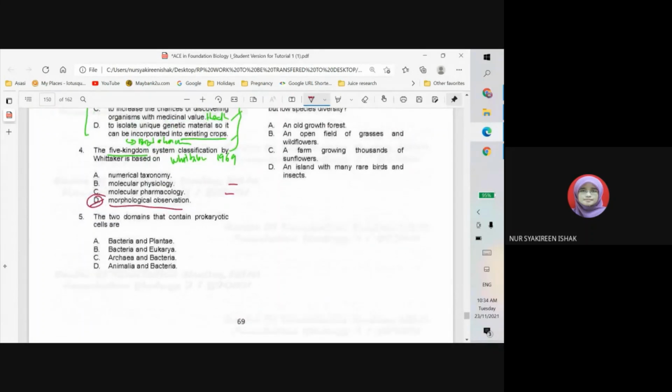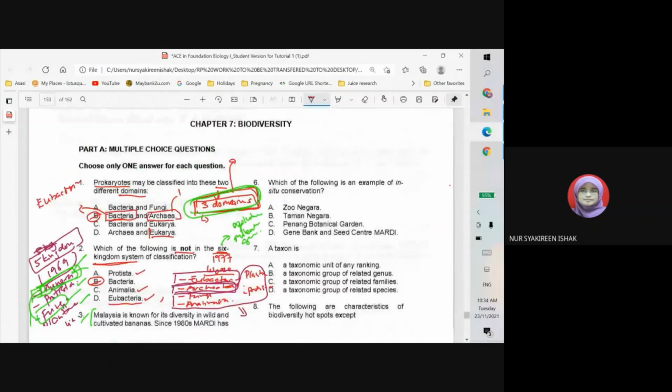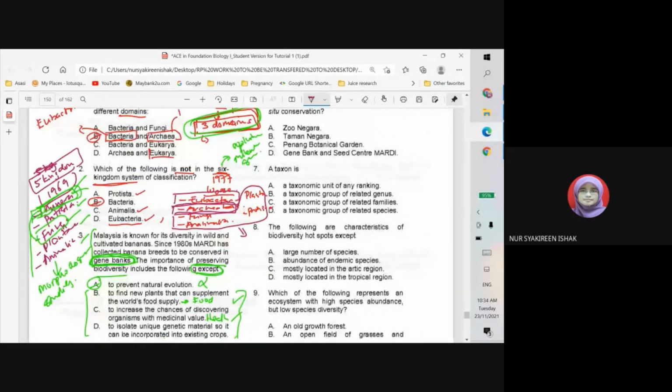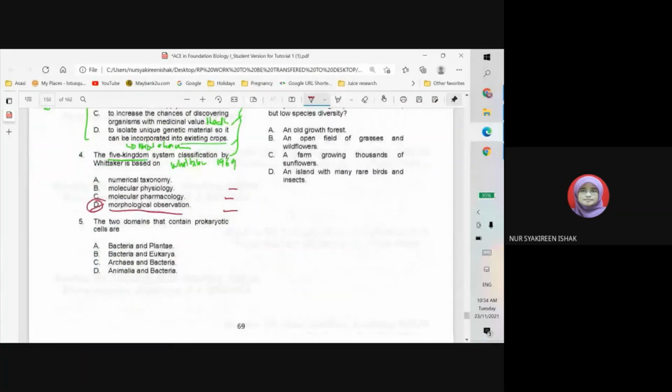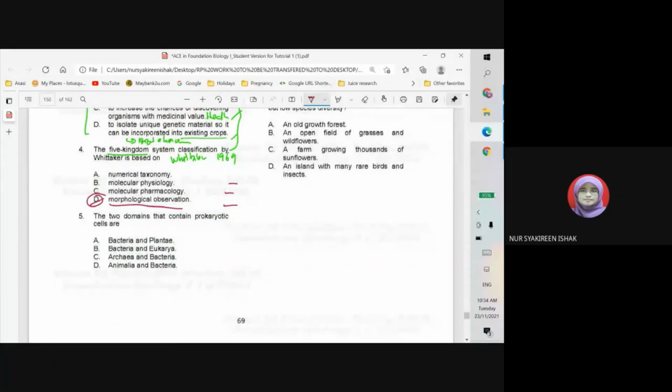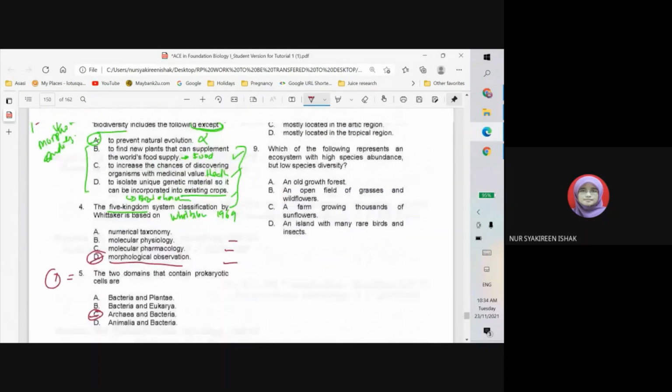Alright. So ingat yang 5 kingdom tu tadi apa? So Monera, Protista, fungi, plantae, and also animalia, right? So number 5, the two domains, ini soalan sama dengan soalan 1 ni. Okay, so the two domains that contain prokaryotic cells are archaea and bacteria. The same explanation as question number 1.